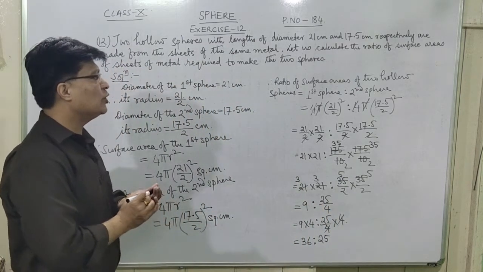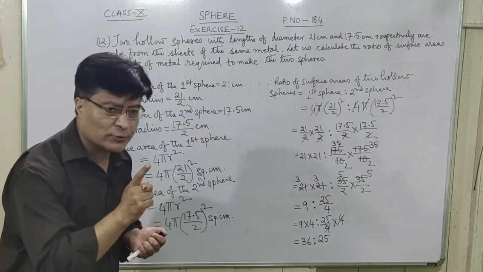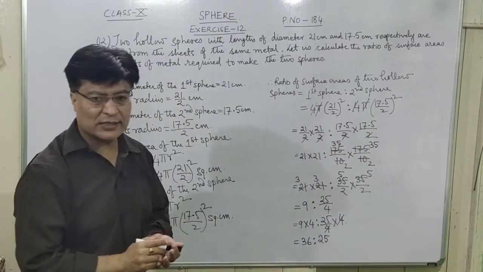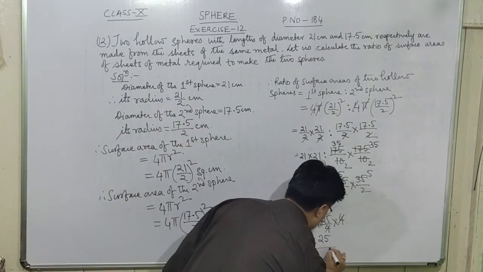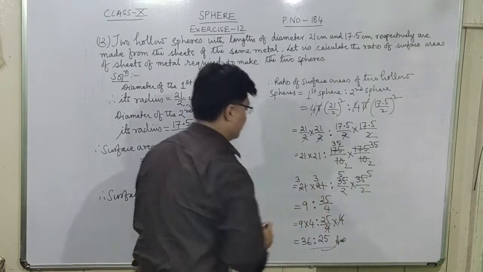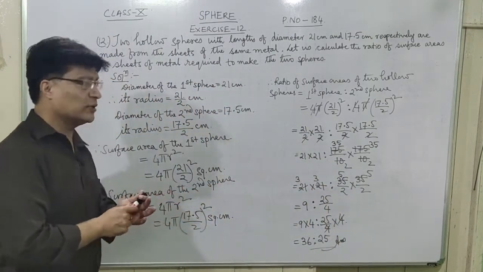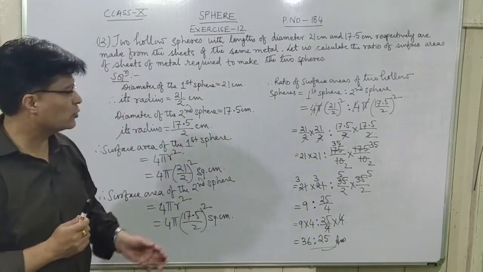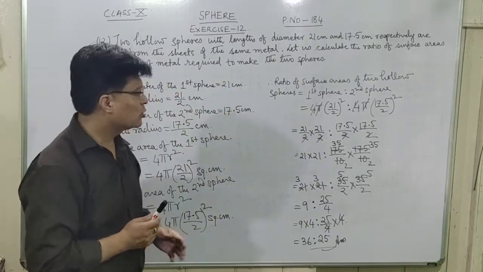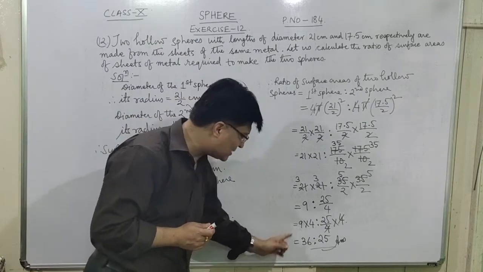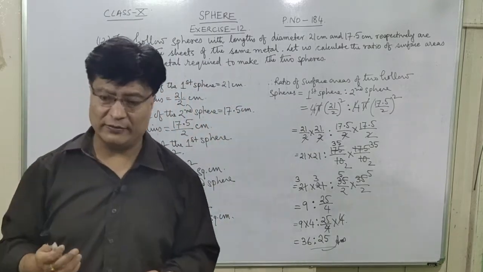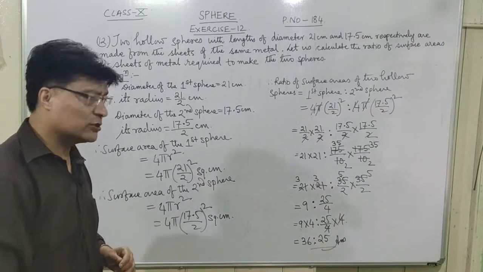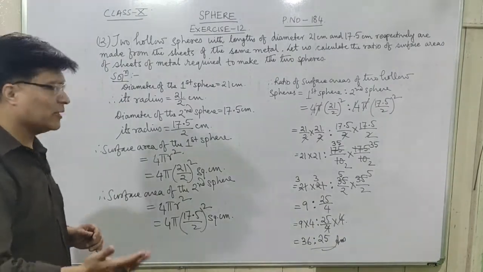So what is the ratio of surface areas of the two spheres? It is 36 is to 25. So this is the final answer. I think you have understood it. This is the calculation that you should do, okay? You should know all this calculation, right? So after calculation, we got the answer as 36 is to 25. You can copy it. Now we'll do the next problem.